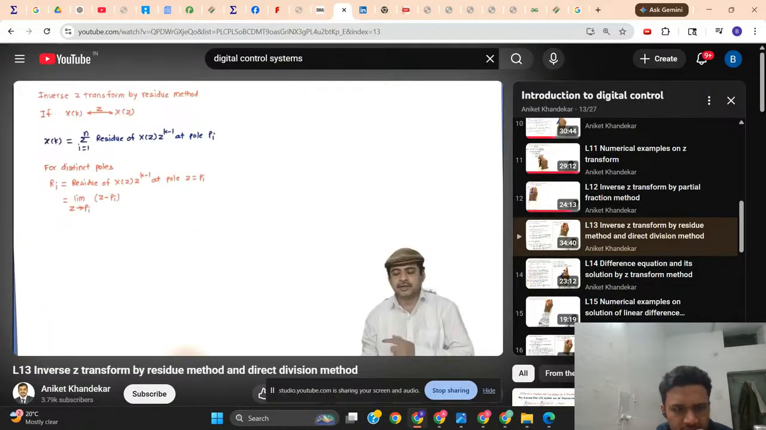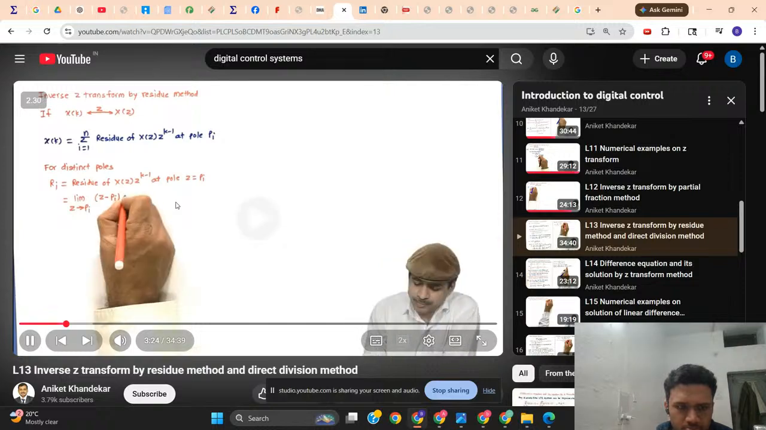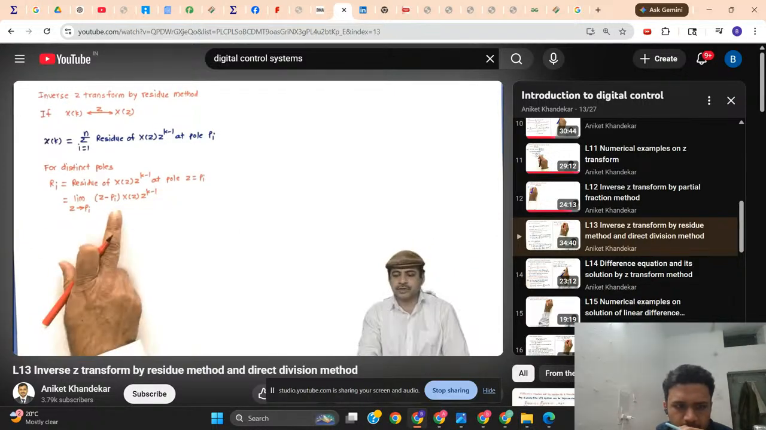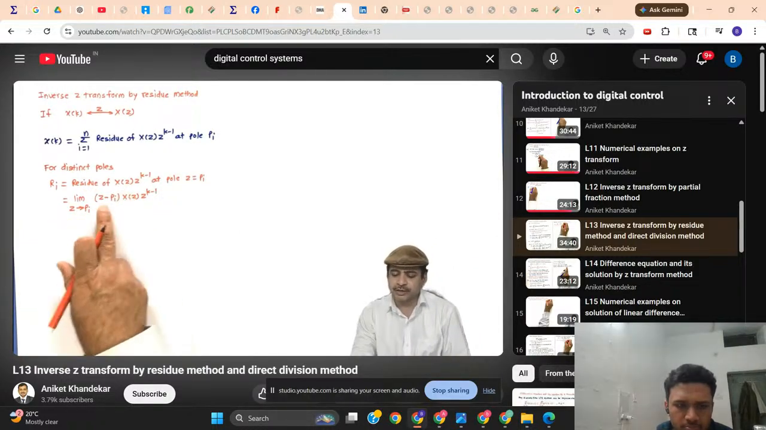अच्छा अच्छा, ठीक है। Into X of z, z raised to k minus 1. So this is what? This is the residue of X of z into z raised to k minus 1 at pole p equal to pi.